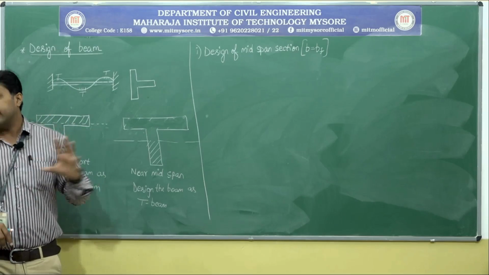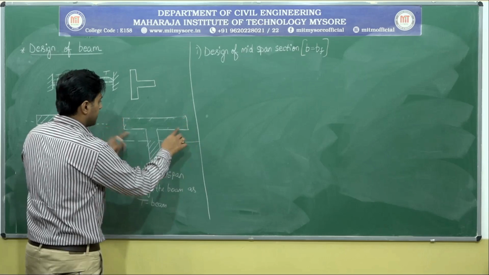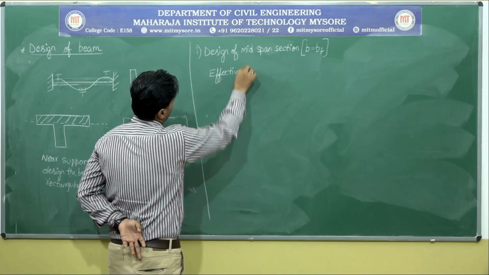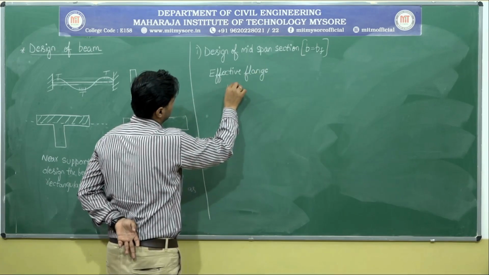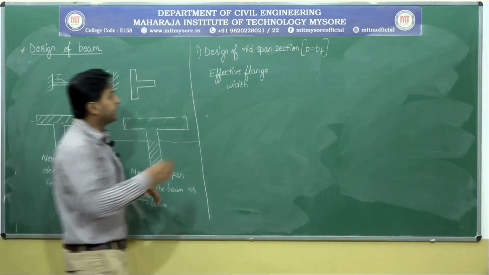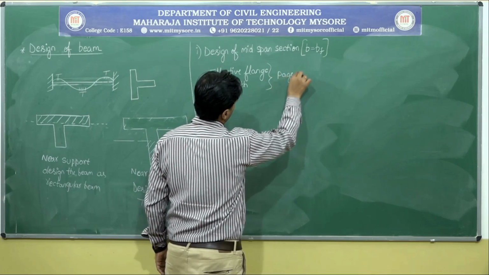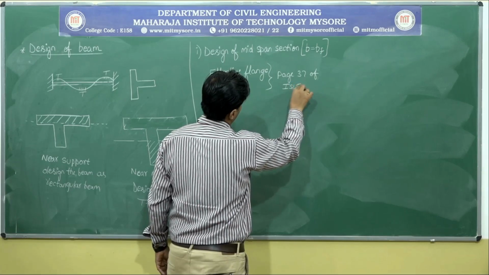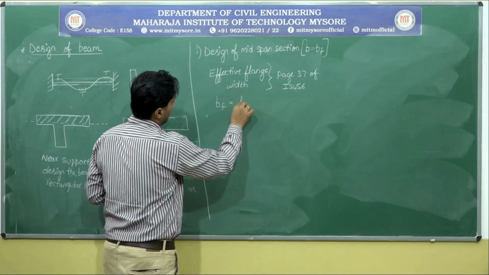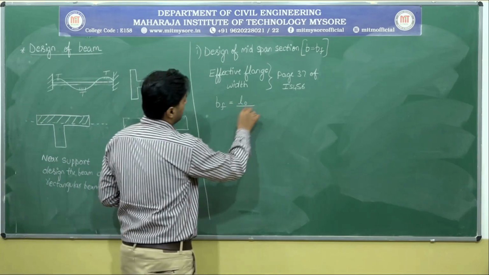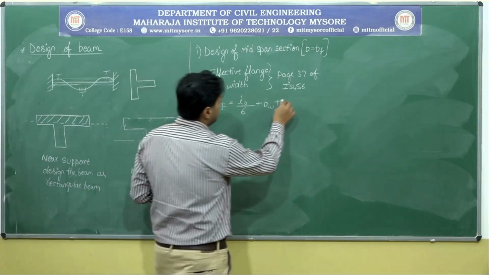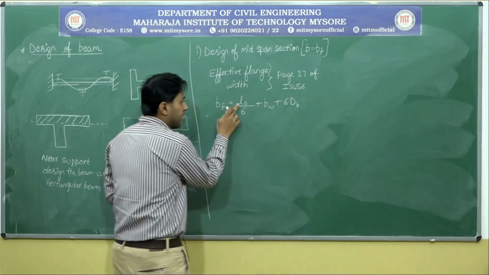So now, first let me calculate the effective flange width. So this is the flange. What is the effective flange width? It is given in page 37 of IS 456. So the formula is given like this. BF is equal to L naught divided by 6 plus BW, where BW is nothing but the B, plus 6 times DB. Okay, so now the code suggests one more thing.